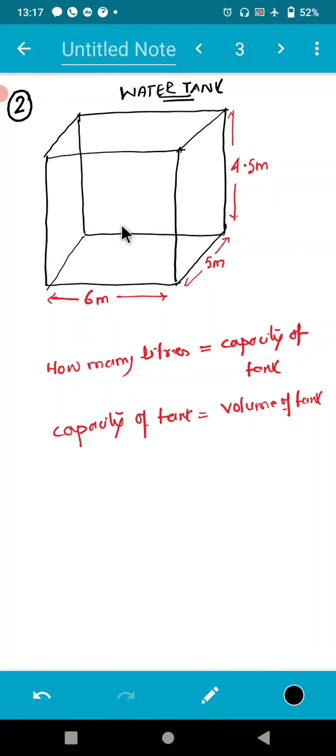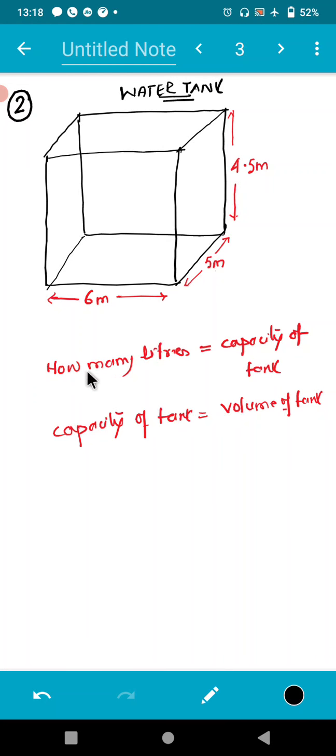Fine. So this is a water tank, and it is a cuboidal shape, and the length and breadth is given, and even height is also given. Now what you have to find out, that how many liters of water can it hold. Now sometimes what happens, the students don't understand how many liters means what we have to find out. Liters means what?